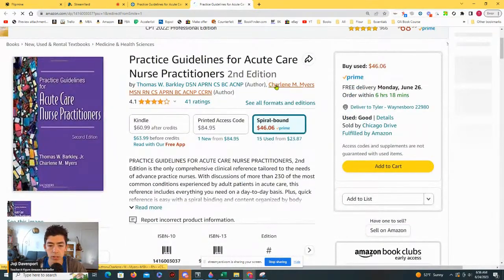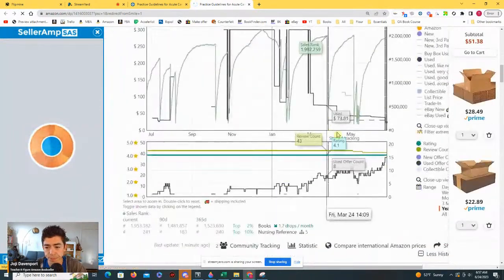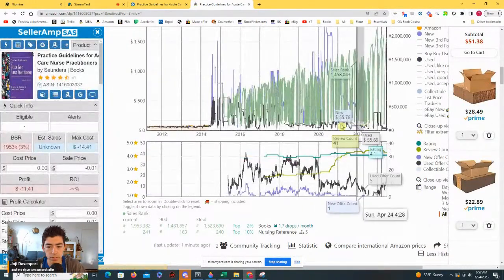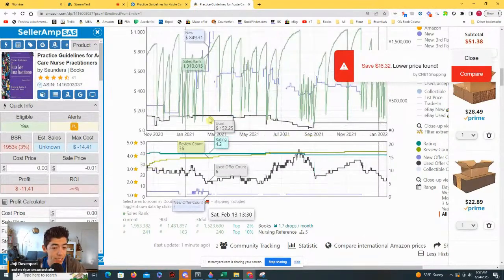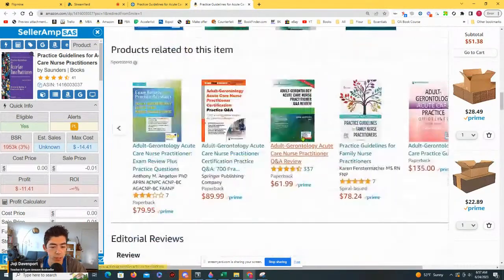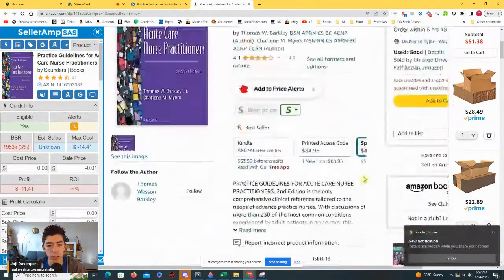All right, so let's take a look at it. So the spiral bound here is about $23 now. Over the entire history of this book, it looks like it can sell. I mean, it has sold for over $150 in the past, but this is a textbook. This also came out in 2008, though. I don't see a new edition attached to this book.